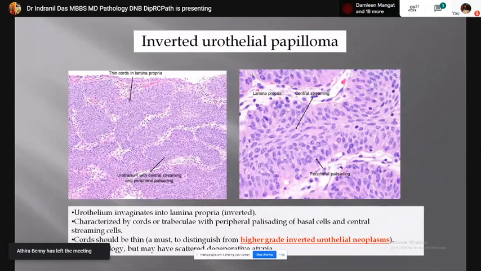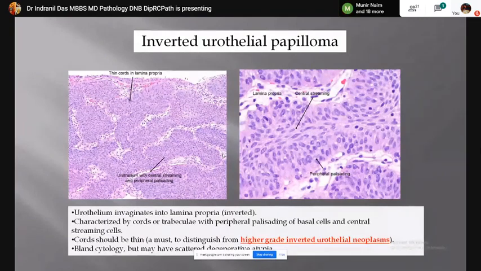Then inverted urothelial papilloma. Here the growth pattern is inverted. The urothelium invaginates into the lamina propria. The cells are arranged in cords or in trabeculae with peripheral palisading and central streaming. Here we have shown that there is central streaming and peripheral palisading. The cords should be thin and the cytology is bland. That means nuclear pleomorphism or anisonucleosis is absent, the chromatin pattern is almost regular, and nucleoli are invisible.